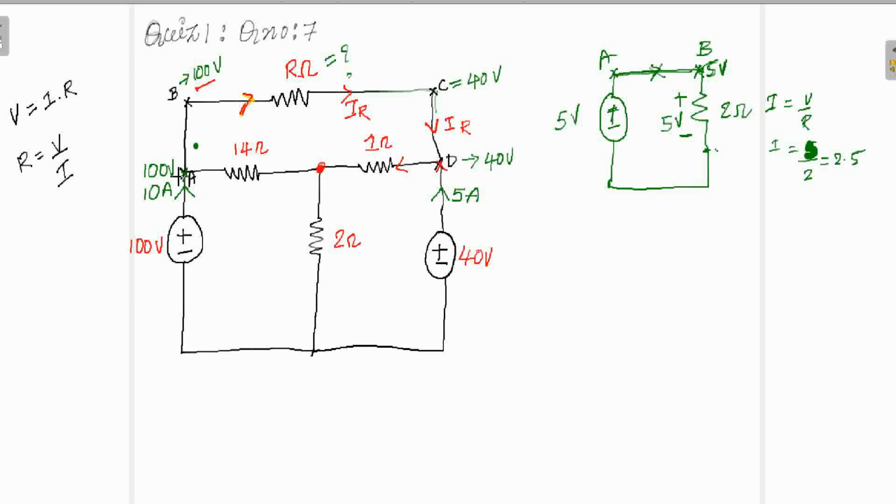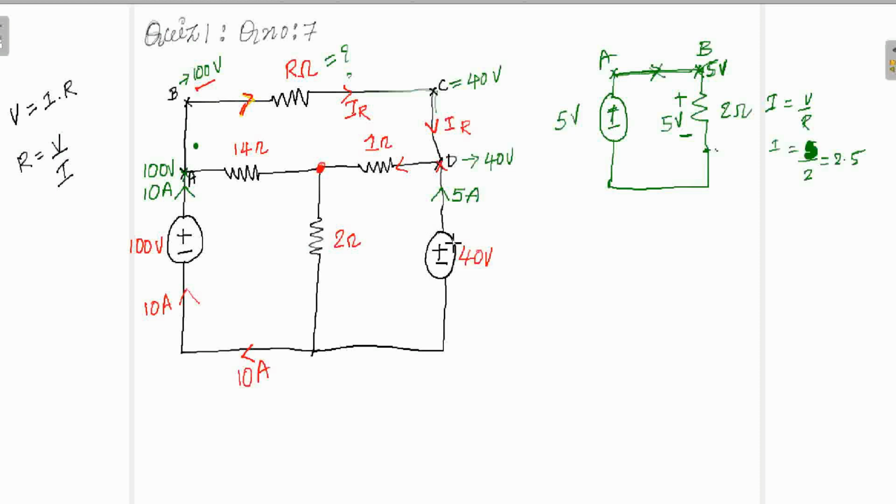And some amount of current flows through this 14 ohms, that also reaches to this point, and both currents flow to 2 ohms. So let us find how much current flows through this 14 ohms. And one more thing, 10 amps is going out from the positive terminal. The same 10 amps should come into the negative terminal. It means that here you should get 10 amps.